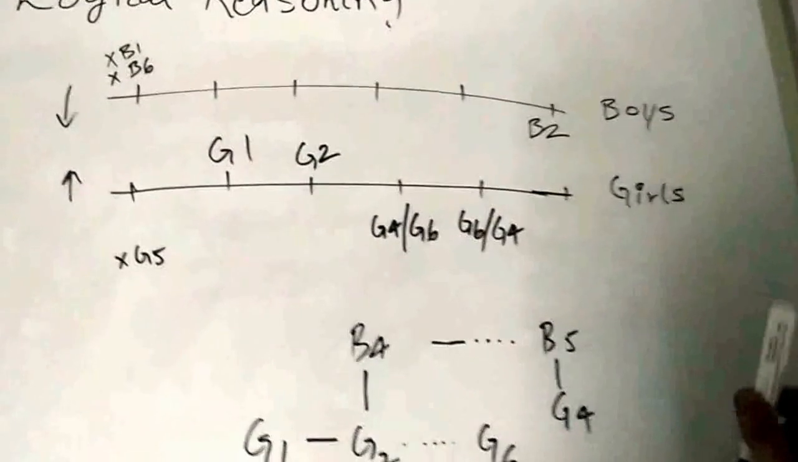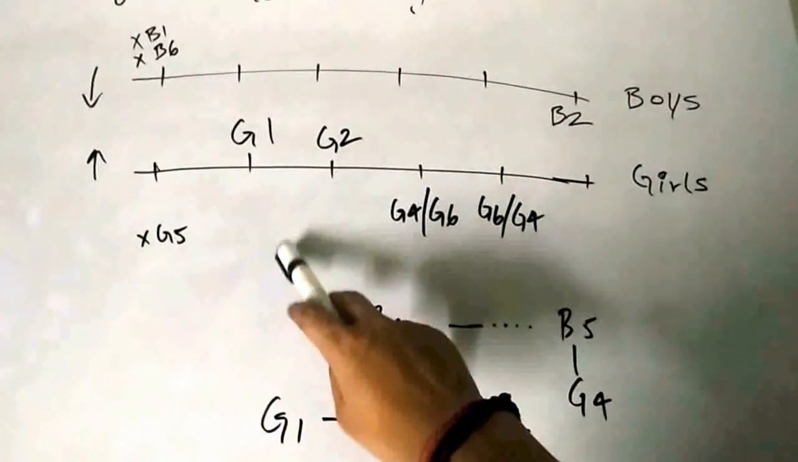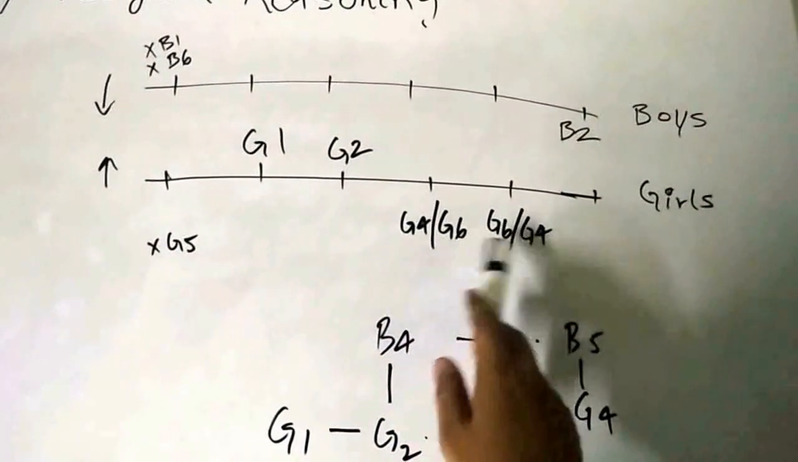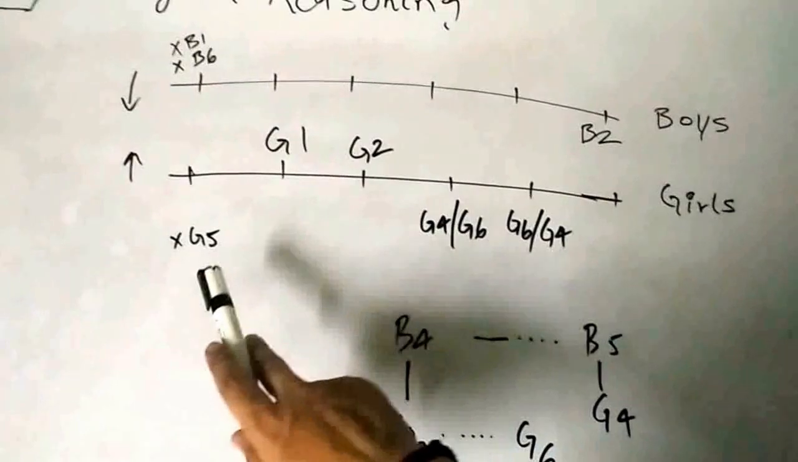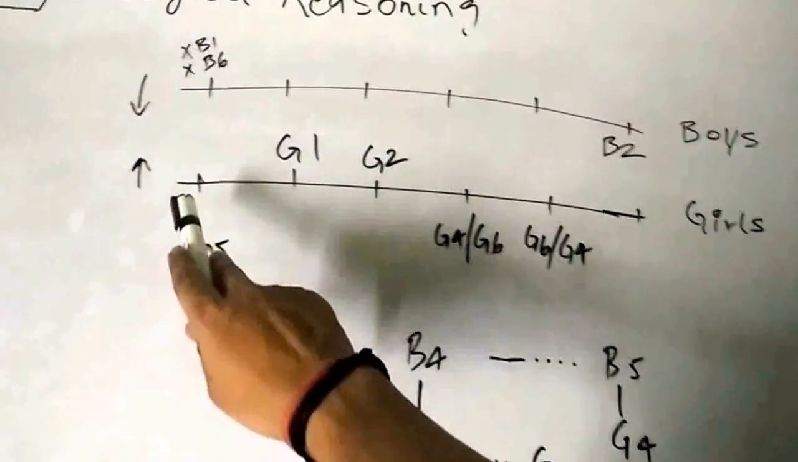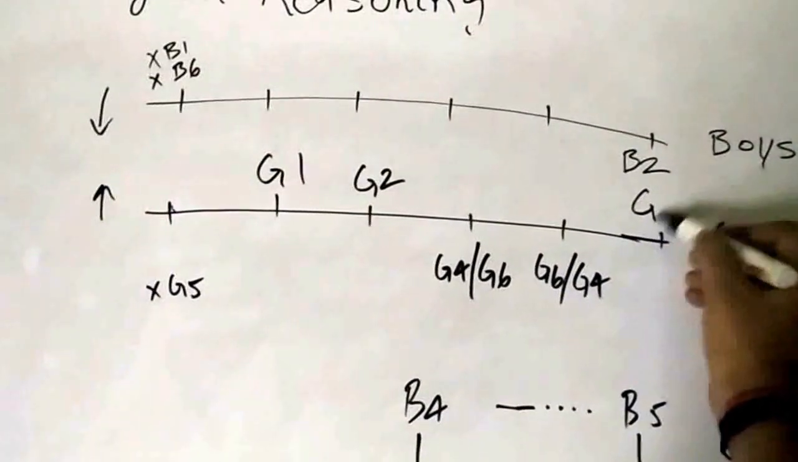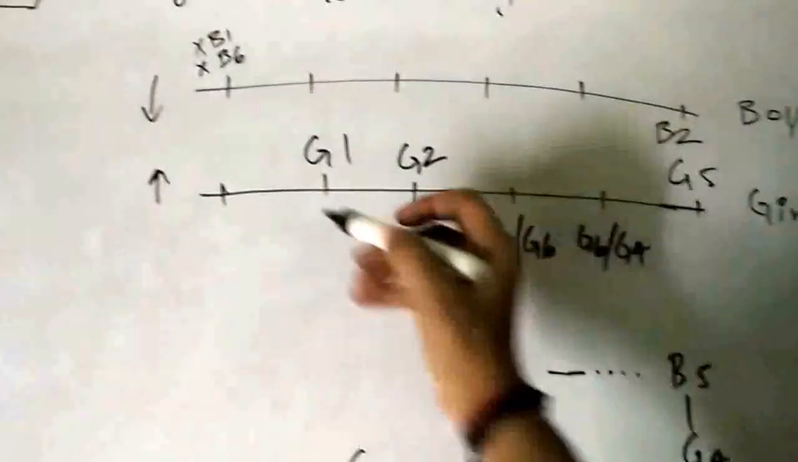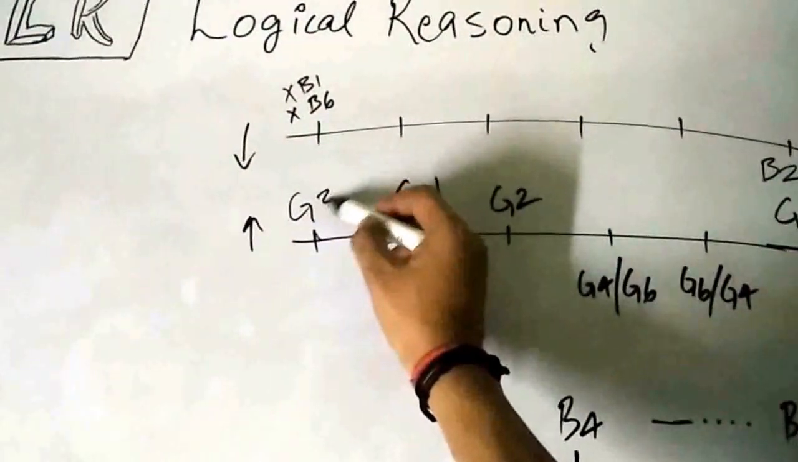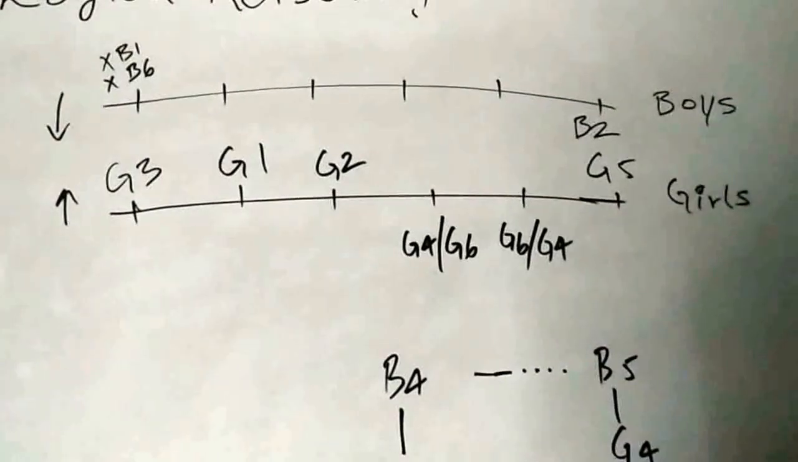Alright, so now let's fill the rest of the girls. We have placed G1, G2, and G4 and G6 will come somewhere around here. Both of these places will be occupied. And we are left with G5. Now we know that G5 cannot be here, so there's only one place left for G5, which will be here, right? And the only girl left is G3. So now we can easily say that G3 will be here. We're still not sure about the places for G4 and G6.